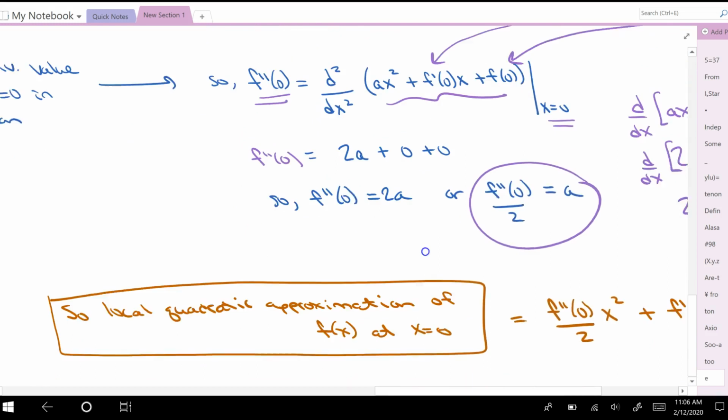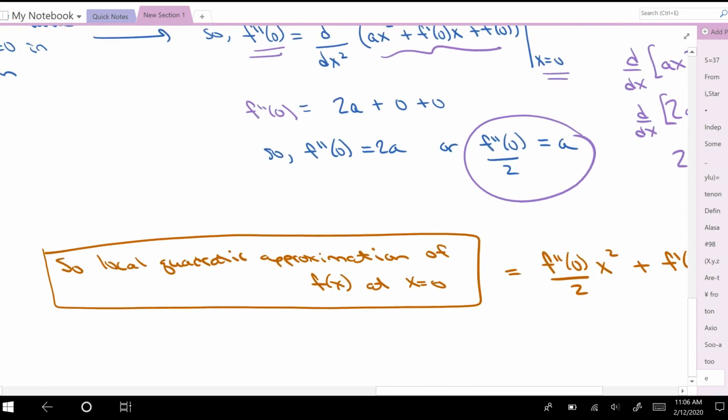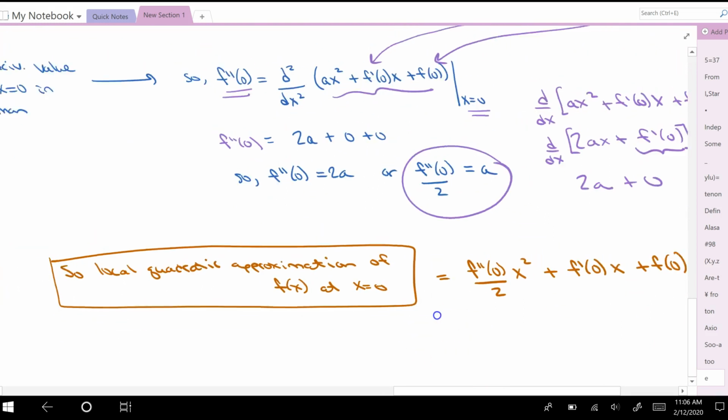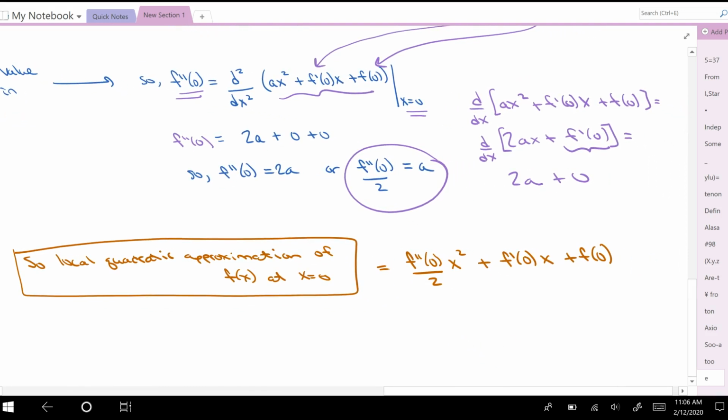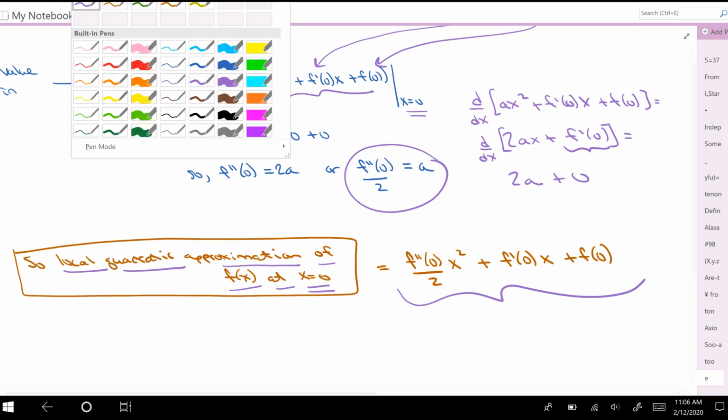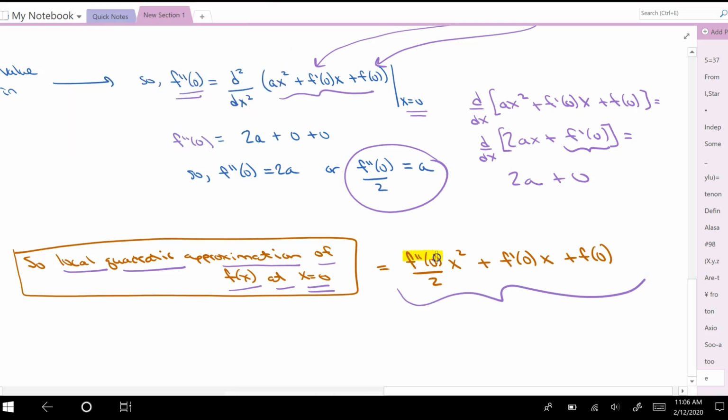And at the end of the day, what I have found is, just like there's a formula for my local linear approximation, right? I just found the general form of a local quadratic approximation. A local quadratic approximation of f of x at x equals 0 is right here. Look at that, where I have found the a, b, and c values. What a treat. What a treat.